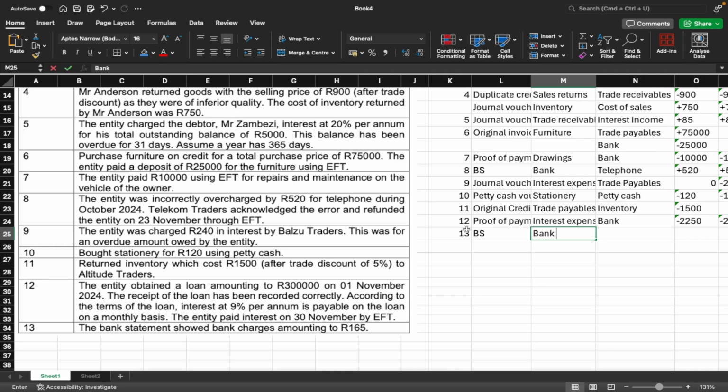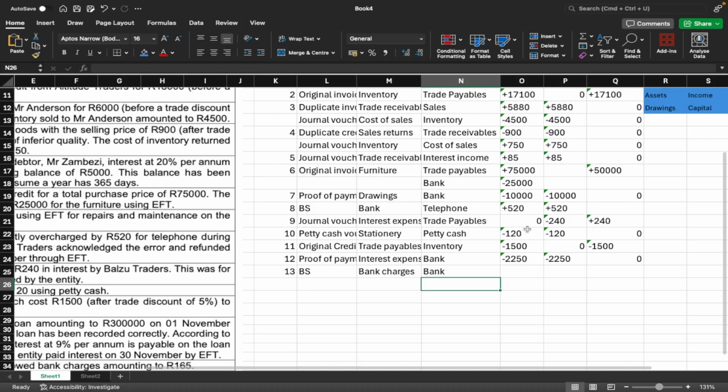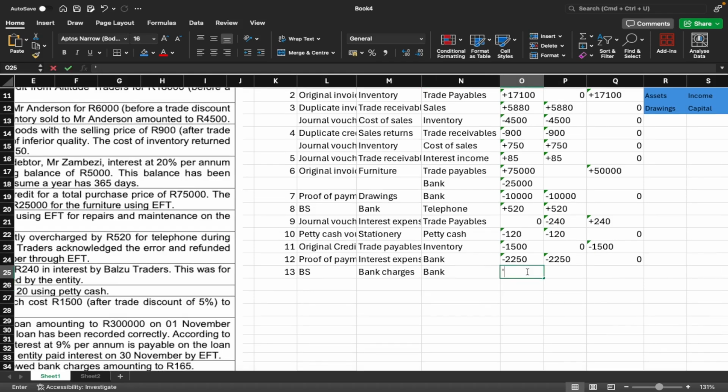Okay, I hope that was so easy for you. And then we credit bank. Okay, and this is what we're recording in our books. And of course, our bank is going down, so we're going to put it as a negative 165 rand, as we are told, 165. And our bank charges is an expense. It's going to be reducing our equity, minus 165, and of course we have nothing under liabilities.